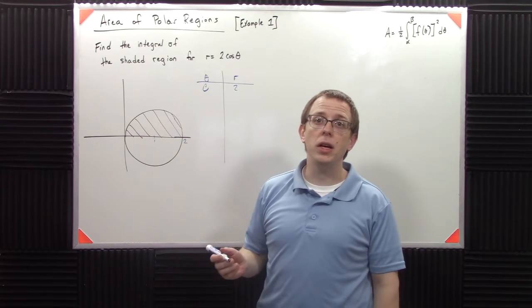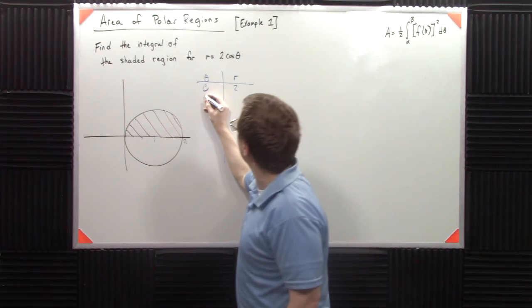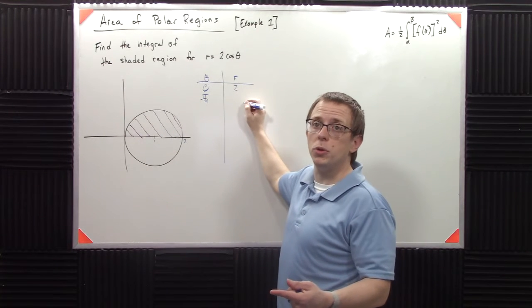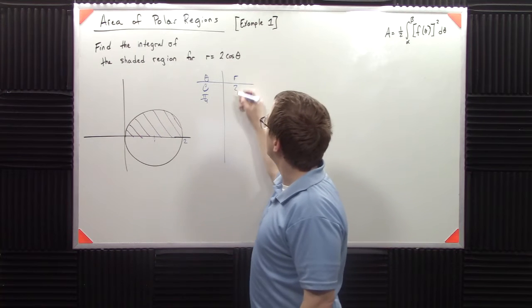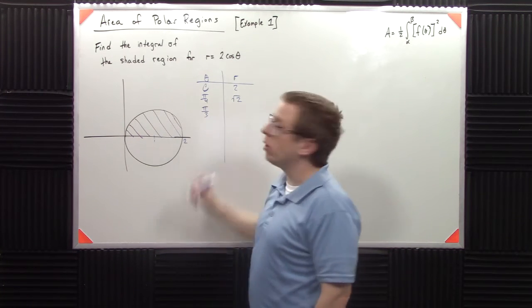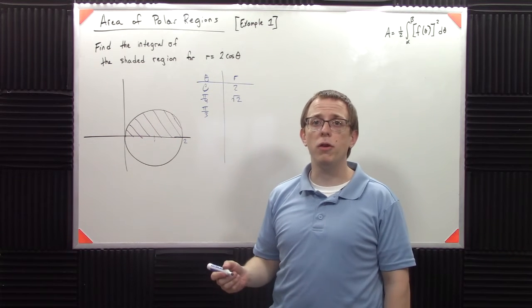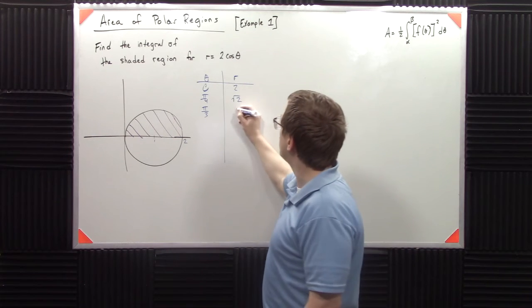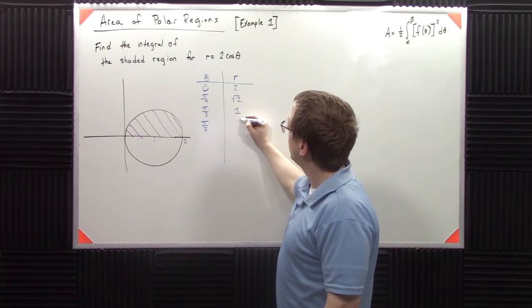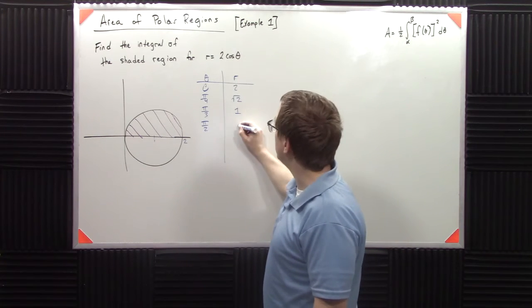By the time theta gets up to pi over 4, cosine of pi over 4 is square root of 2 divided by 2, so r is just going to be square root of 2. By the time it gets up to pi over 3, cosine of pi over 3 is 1/2, so r is down to 1. By the time I get to pi over 2, the cosine of pi over 2 is 0.